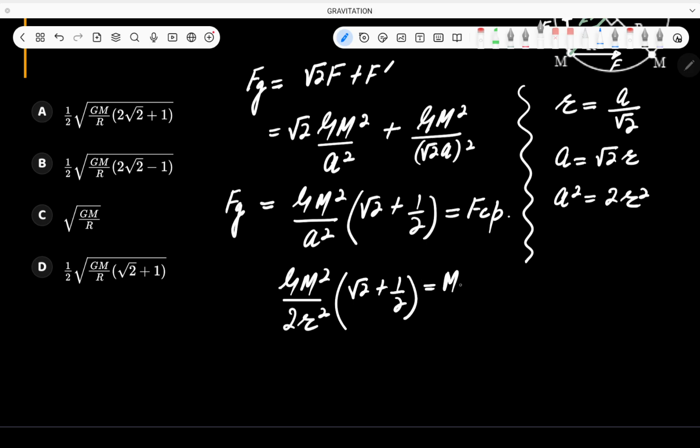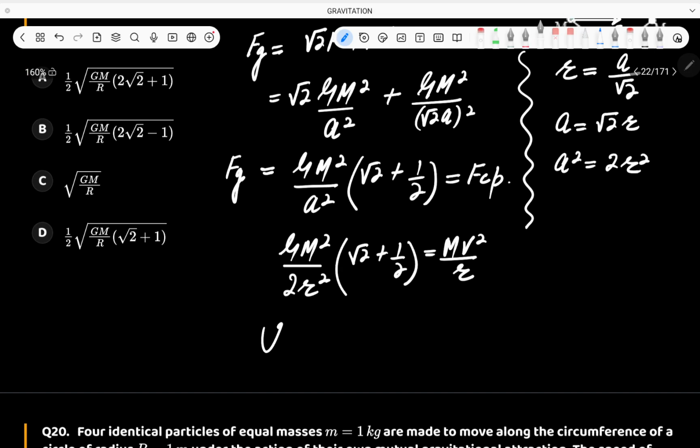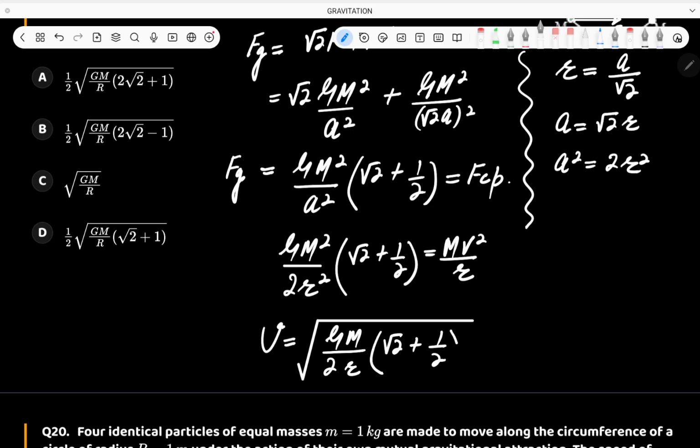Centripetal force is m into v square divided by r. Is there anything which is going to cancel? Yes, of course, this m and m will cancel, and this r and r is going to disappear. And we are eventually left with the velocity. Let me write down here the velocity. Now the velocity comes out to be what? It is equal to square root of G M by 2r multiplied by root 2 plus 1 by 2.